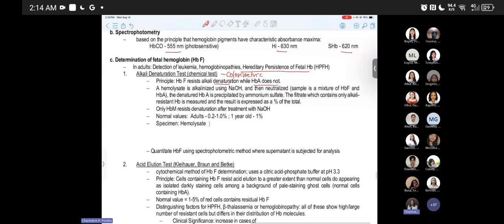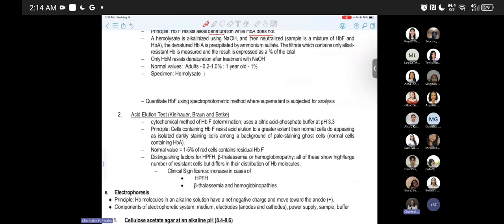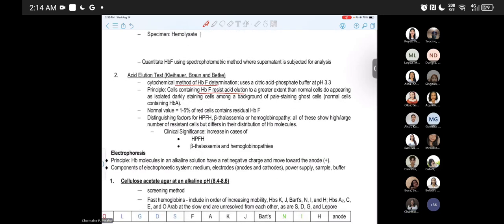Okay, yun lang. Next, acid elution test or Kleihauer-Betke or Braun. So cytochemical method for hemoglobin determination, gumagamit ng citric acid phosphate buffer. So ganun ulit, cells containing fetal hemoglobin would resist acid elution. Next, electrophoresis.